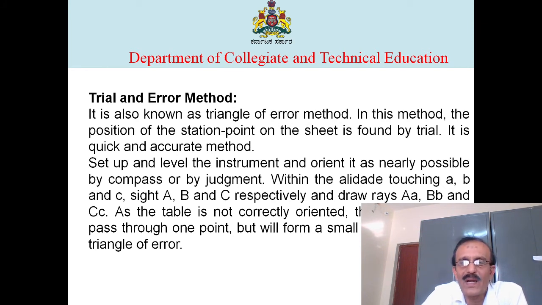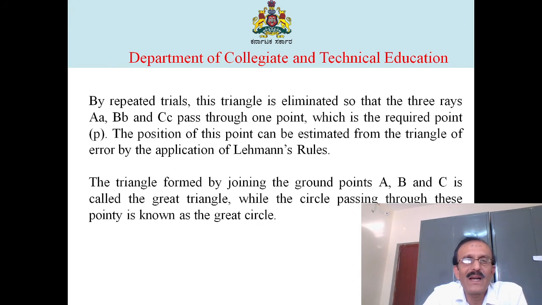As the table is not correctly oriented, these rays will not pass through one point but will form a small triangle known as the triangle of error. By repeated trials, the error can be eliminated, so that the three rays AA, BB, CC will pass through one point, which is the required point P. The position of this point can be estimated from the triangle of error by application of Lehmann's rules. The triangle formed by joining ground stations A, B, C is called the great triangle, while the circle passing through these points is known as the great circle.